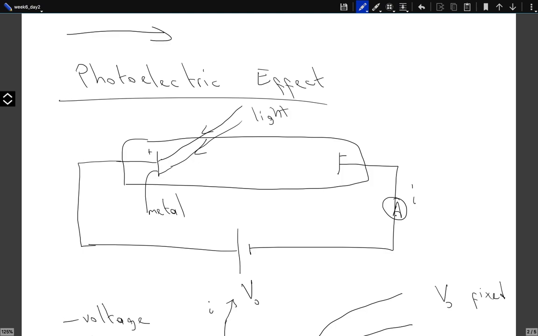Well, you see, the idea over here is we are trying to stop the electrons. And we are trying to measure how much voltage difference we need in order to stop those electrons. That is what we are looking for. That is something we can measure.